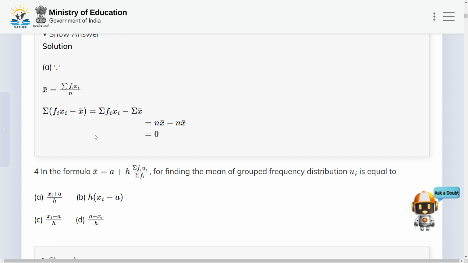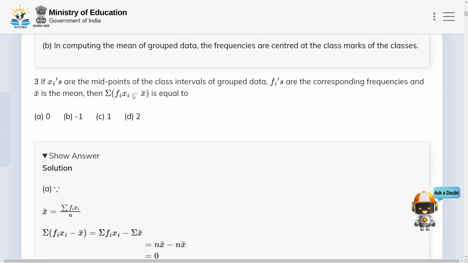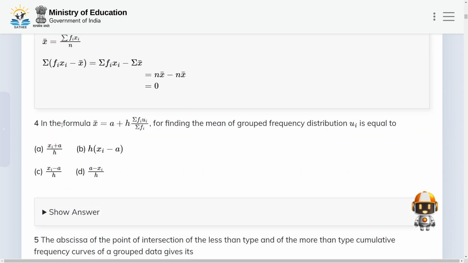So summation fi (xi minus x bar) is equal to summation fi xi minus x bar summation fi. Okay, and this is equal to n times x bar minus n times x bar, that is equal to 0. Therefore the value of summation fi (xi minus x bar) is equal to 0, and here the correct answer is option number A.